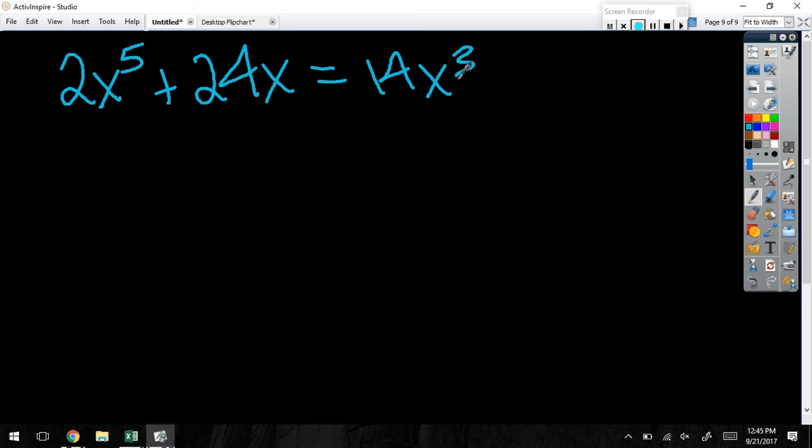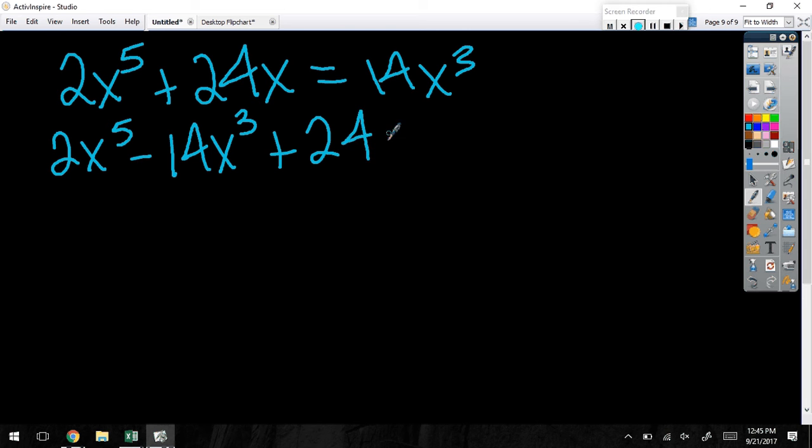What do I need to do first? Bring 14x to the third over. Whenever I do this, I'm going to keep it in standard form because it makes my life easier. Are we all in agreement there? Where did I lose you? We just subtract. I just subtracted that 14x, and I put it in the middle because I put it in standard form.